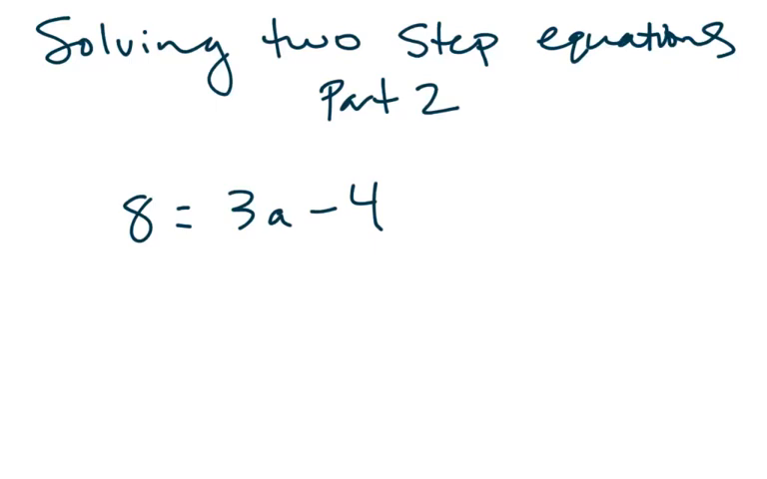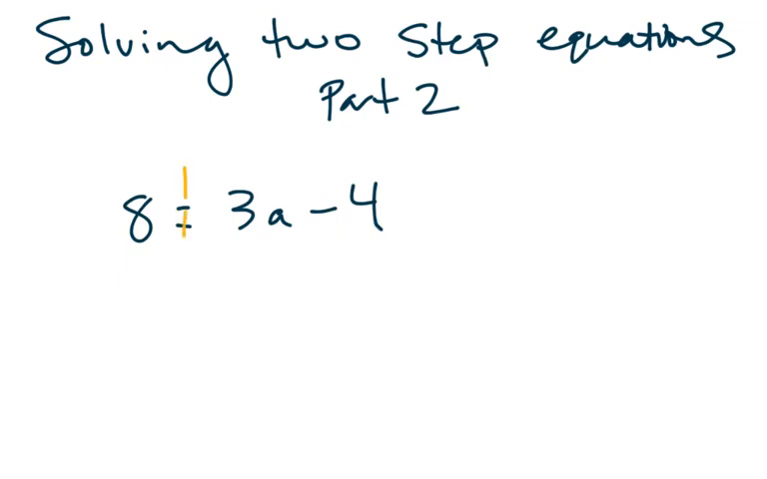Hello students, I want to do a part 2 to solving two-step equations. I want to do some equations that look a little harder, but I'm going to show you that they're not really much harder. So the first example is where the answer's over here, and then we have 3a equals 4 on the right-hand side of the equal sign. Okay, so we just do the same thing.